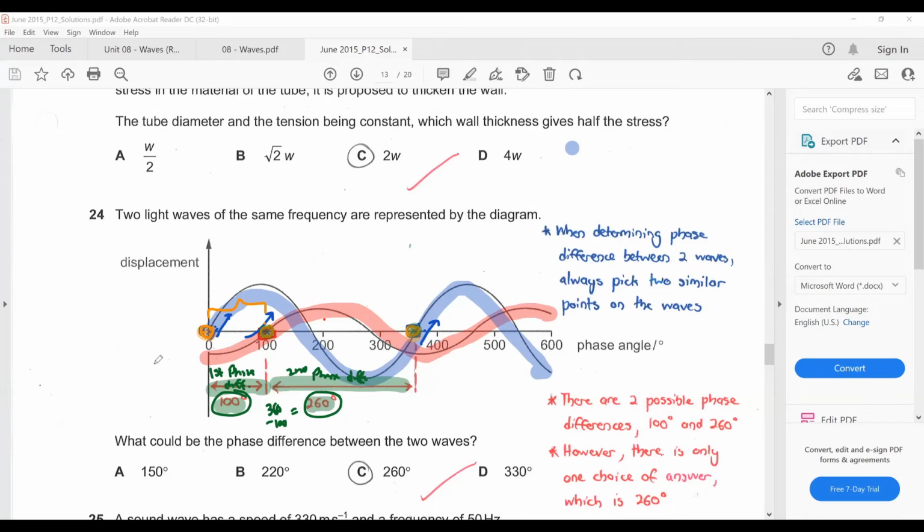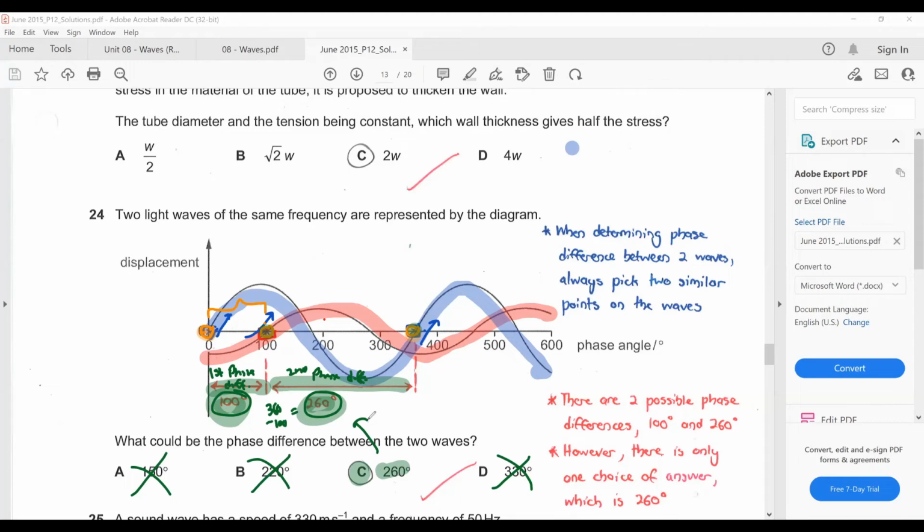So from here, you look at your answer choices. Which of the answer choices contains this or this? It's only answer choice C that has the value. 150 is not in, 220 is not in, 310 is also not in. So the correct one is 260. So this is actually the correct way of doing this.